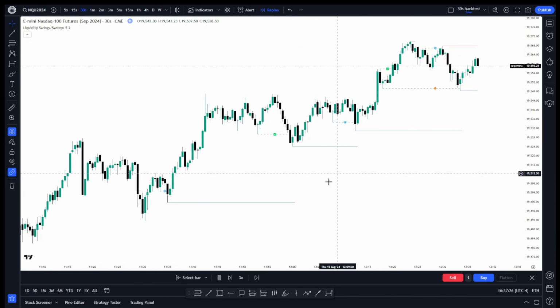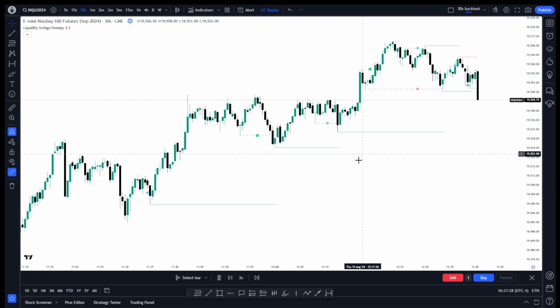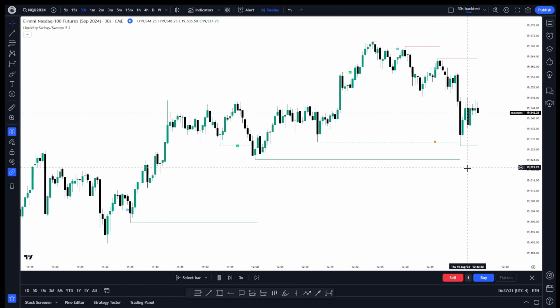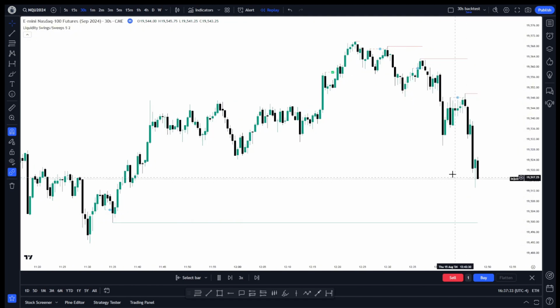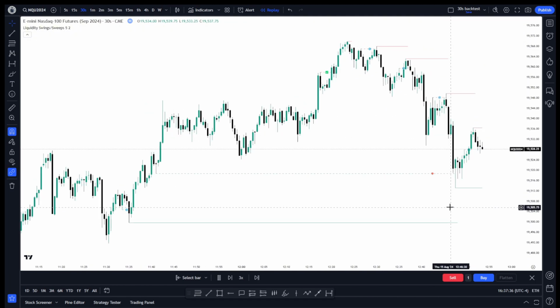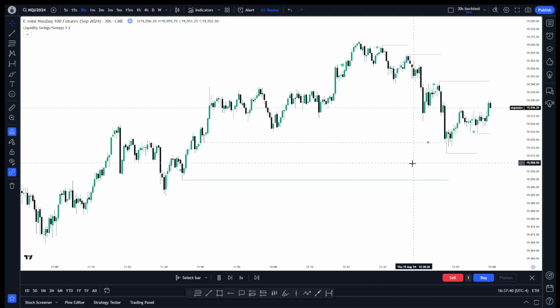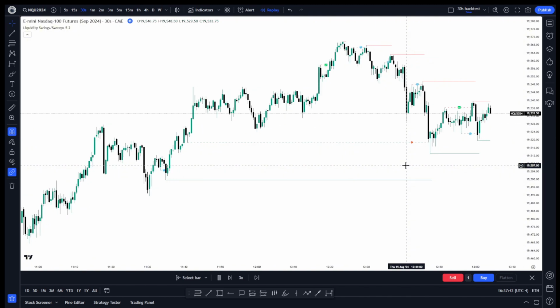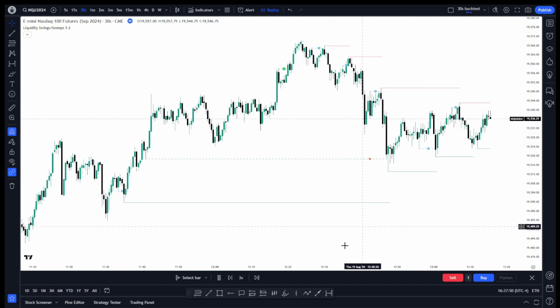Right here, you can see there are bullish sweeps that were not taken, so they remain on the chart until they're actually swept by the price action. So the indicator tries to keep the number of lines on the chart to a minimum so it doesn't take away from what you're trying to see. This is a basic operation.